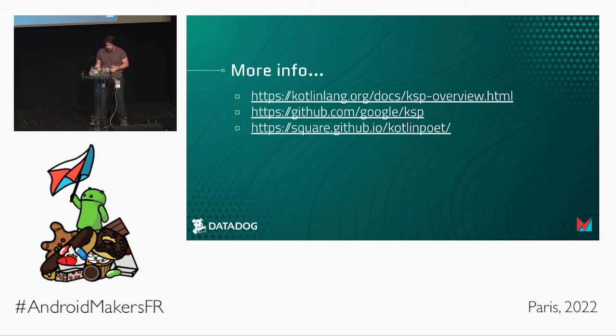If you want to have more information, if you want to dig into KSP, you have, of course, the KSP overview on the Kotlin Lang website. You have the GitHub repository that's maintained by Google. And also you have the Kotlin Poet library, which is written and maintained by Square.